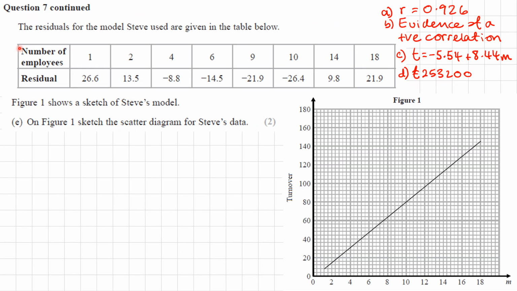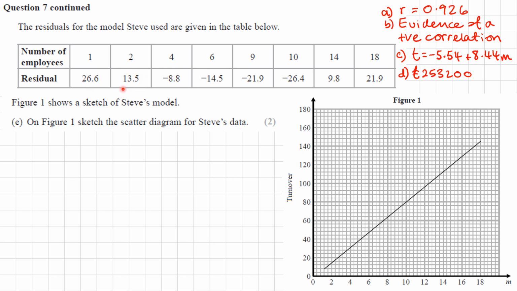So continuation of question 7. The residuals for the model Steve used are given in the table below. So we've got the number of employees and the residual figures given here in the second row of the table. Figure 1 shows a sketch of Steve's model here. Part E, on figure 1, sketch a scatter diagram for Steve's data. Now the residuals are going to be the differences between this regression line and the actual observed values.